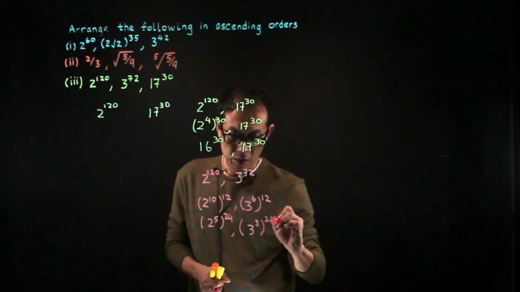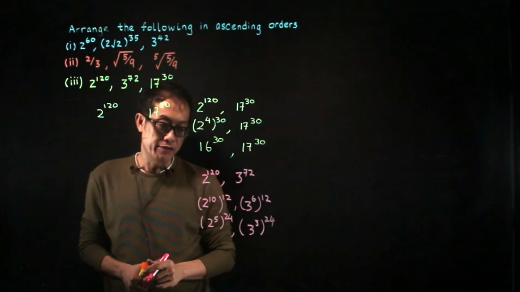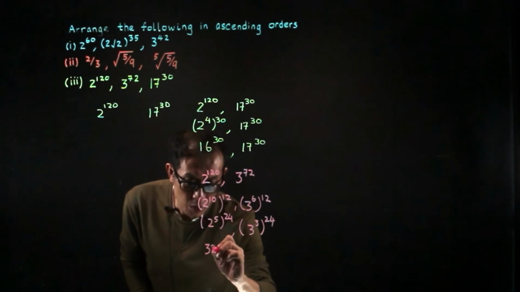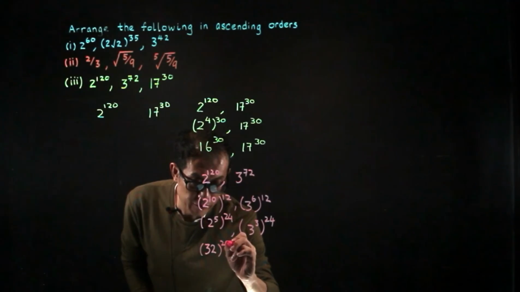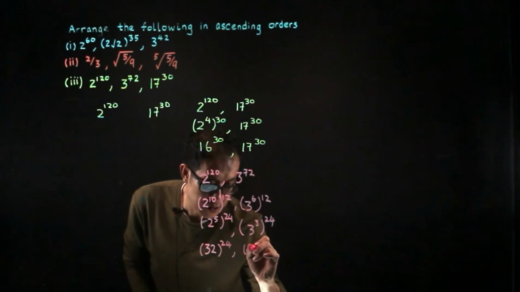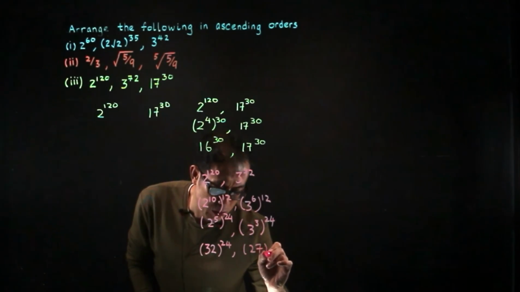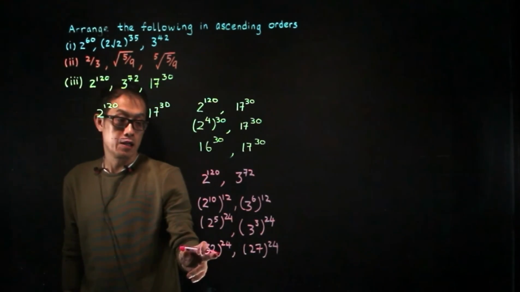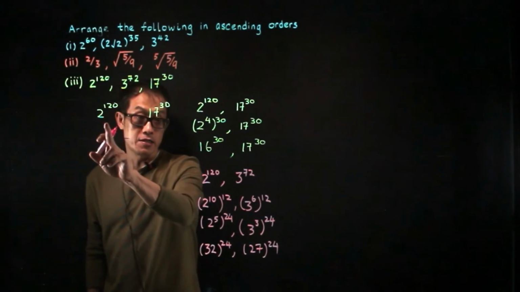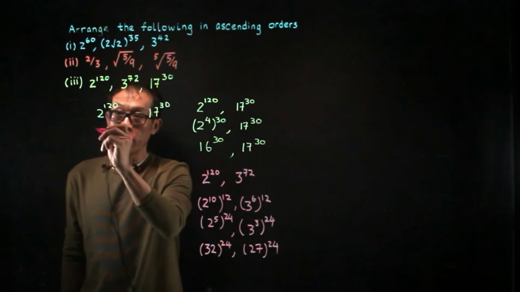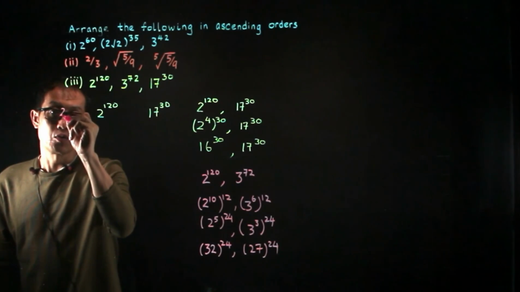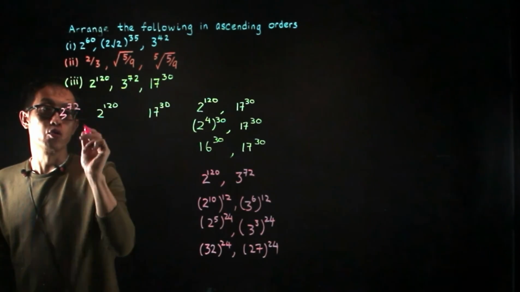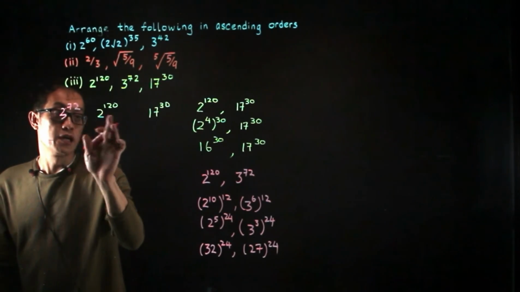Now 2 to the power of 5 is 32. So this is 32 to the power of 24, whereas this is 27 to the power of 24. So this is bigger, right? This is smaller than this, but this is this, right? Yeah. So I have 3 to the power of 72. So this will be the smallest, and this is the largest.